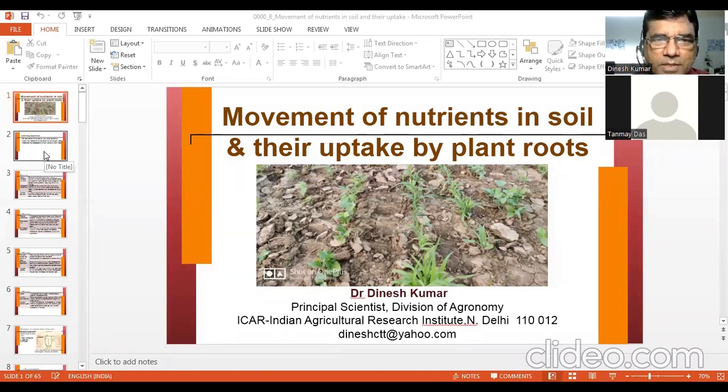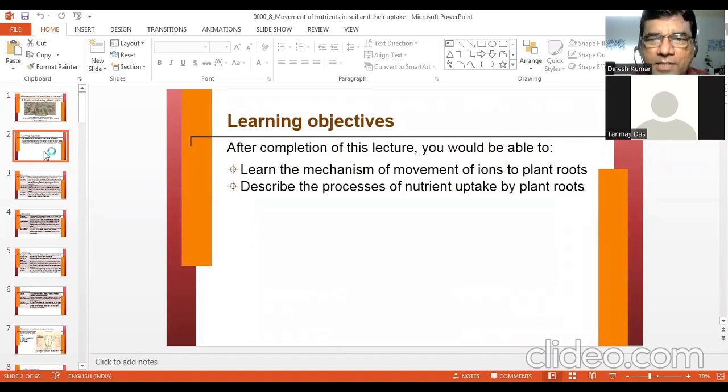We started with the objective to know the mechanism of movement of ions to plant roots. So how do nutrients move to the plant roots? We know there are three ways. In two ways, nutrients are moving to the roots from the soil solution. In another, the roots are reaching the nutrients. Many people include, as part of nutrient uptake, the movement of ions from soil solution to the roots, or roots reaching the nutrient or ions, as also part of nutrient uptake.